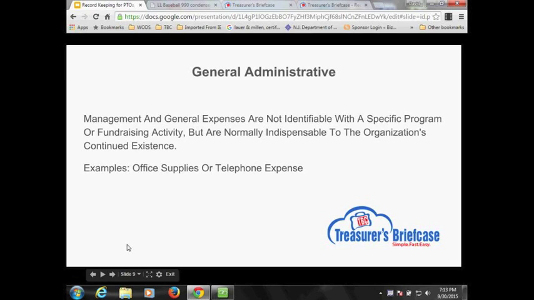And then finally, the last thing you'll run into are typical general administrative expenses. They're the management and general expenses that aren't easily identifiable to a bucket or fundraising activity or a program, but they're crucial to the organization's continued existence. For instance, just simple office supplies or telephone expense.